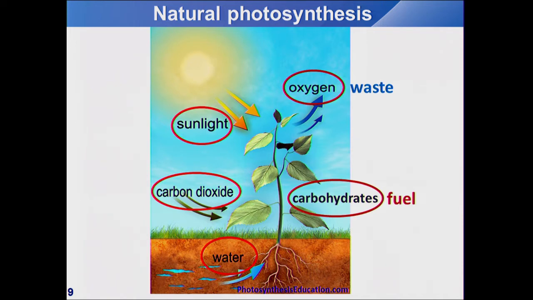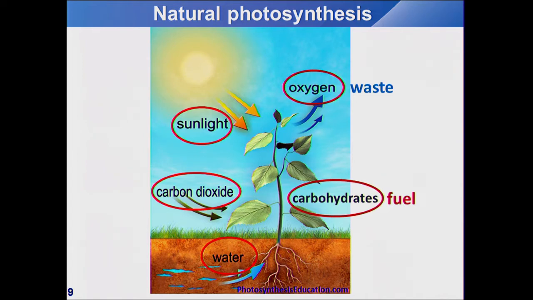It takes the energy of sunlight and uses two very abundant chemicals, water and carbon dioxide, and uses that energy to convert these two chemicals into carbohydrates, which are fuels for plants. And the only byproduct or waste in this process is oxygen. And for us as living organisms on Earth, it's not really a waste, but a very useful chemical.